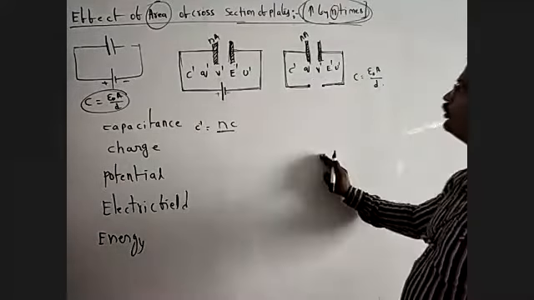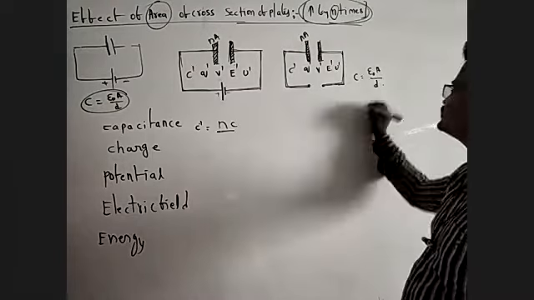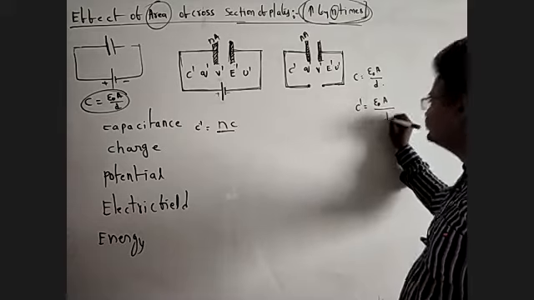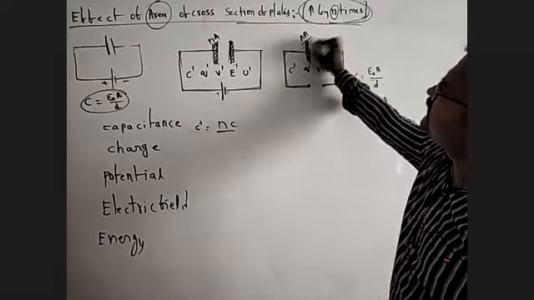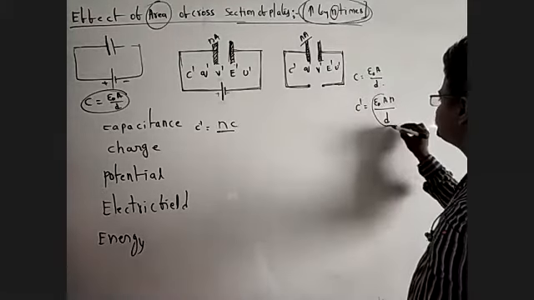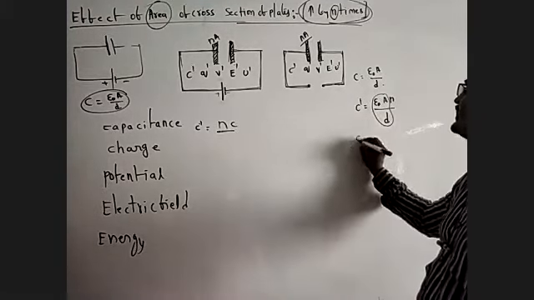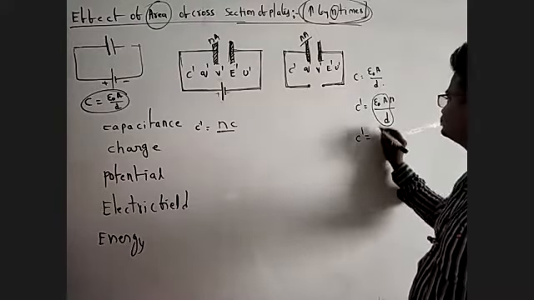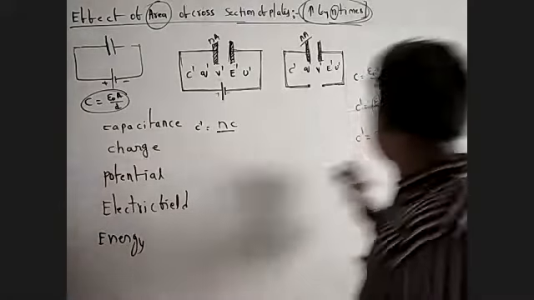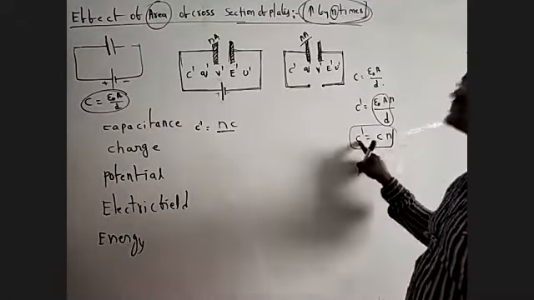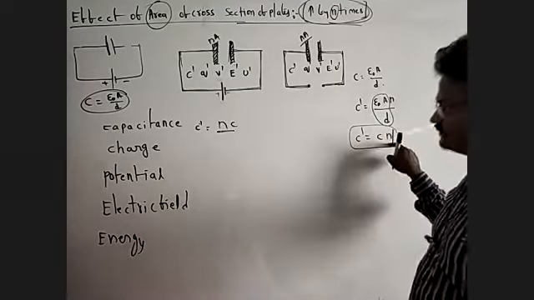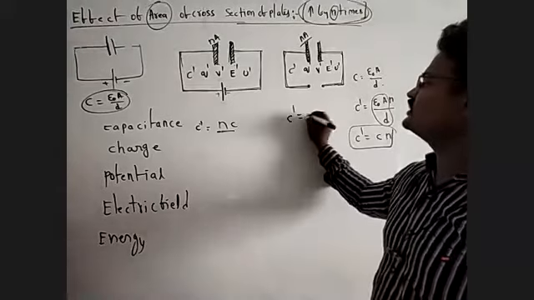Battery is removed. So what is the C dash? C dash is equal to epsilon naught A by D, where the area of the plate is increased N times, N into A. So C dash is equal to N into epsilon naught A by D, which is C. So the C dash value is equal to C into N.